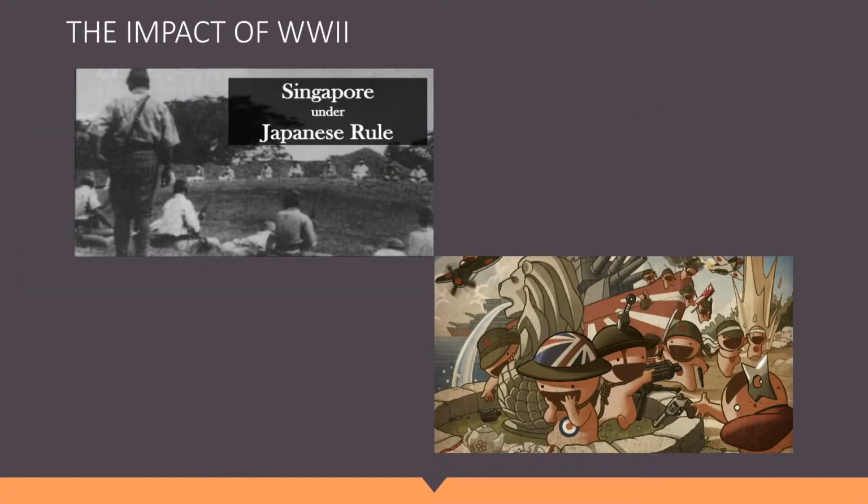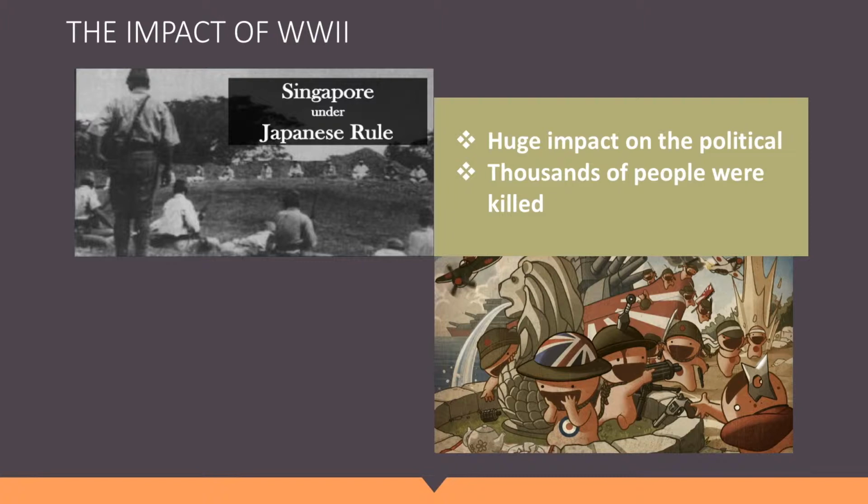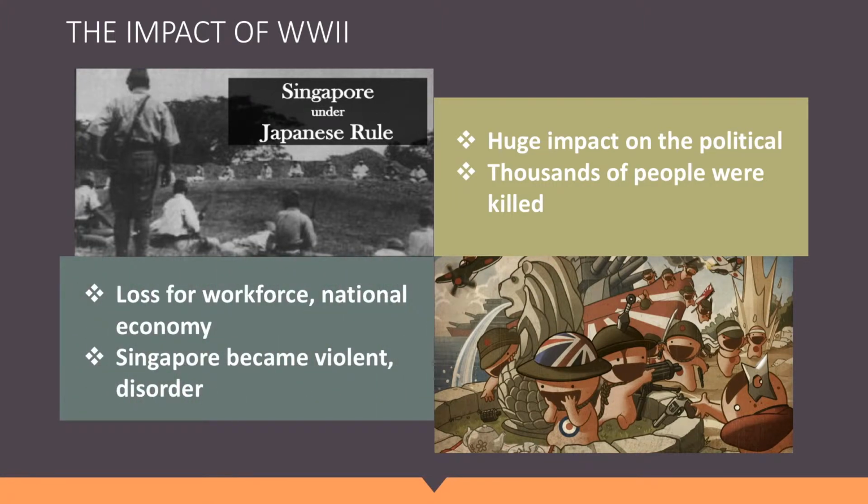The Second World War has a huge impact on the political form of the country. Under the invasion of Japan, the country suffered huge and thousands of people were killed. This is a huge loss for workforce and the national economy. In addition, the heart of war has made Singapore quite violent and disorder after the war.